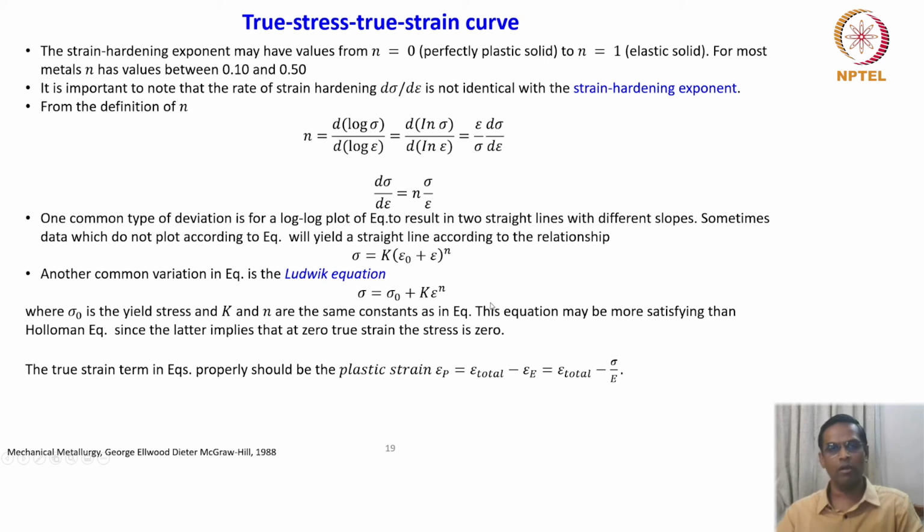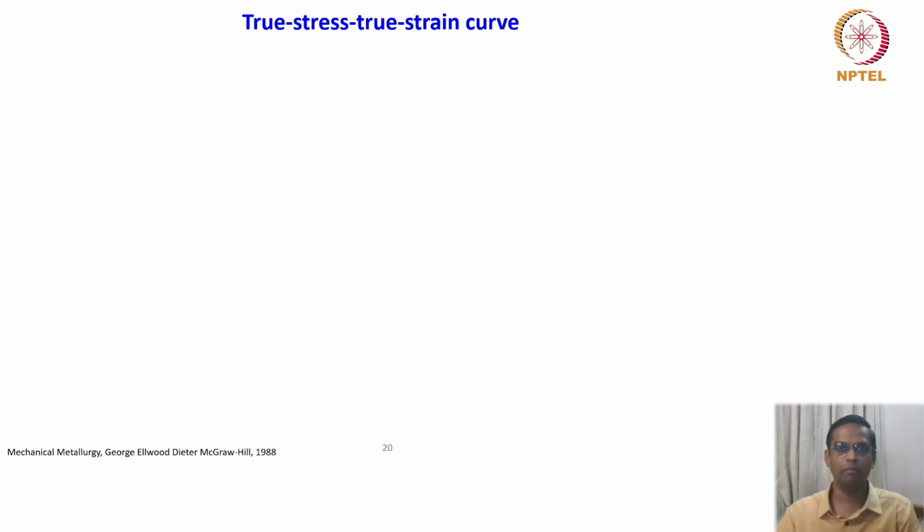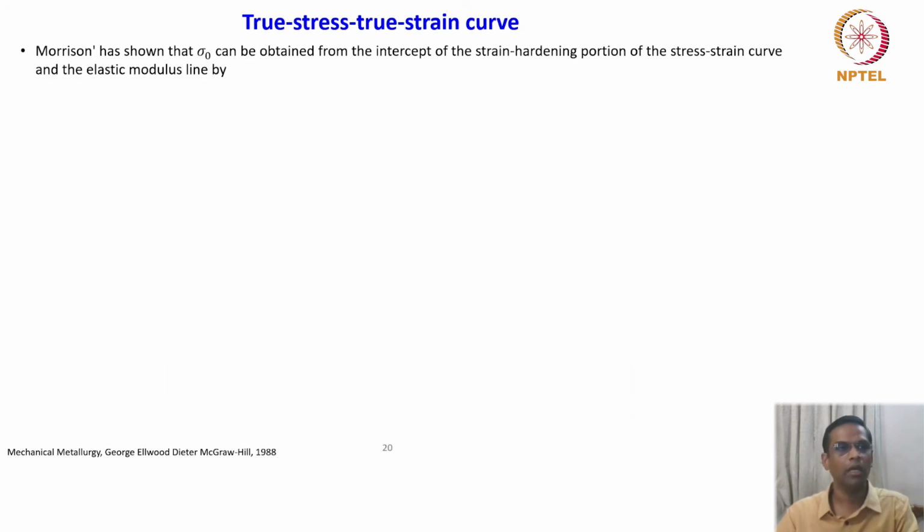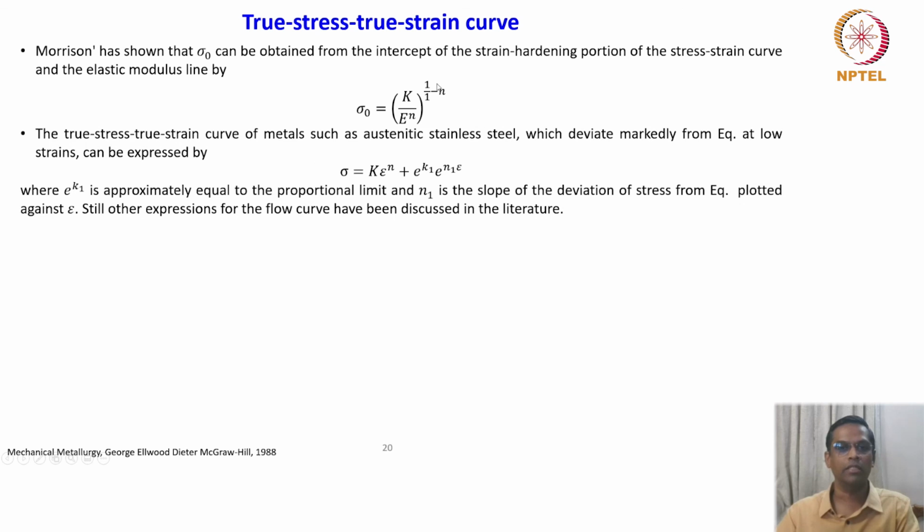So we have now looked at two models, that is the Hollomon equation and the Ludwig equation. These are the two basic models we looked at. We will look at some more models which will describe this stress strain behavior. Morrison has shown that sigma naught can be obtained from the intercept of the strain hardening portion of the stress strain curve and the elastic modulus line by this relation. Sigma naught is equal to k divided by E to the power n, whole to the power 1 over 1 minus n.